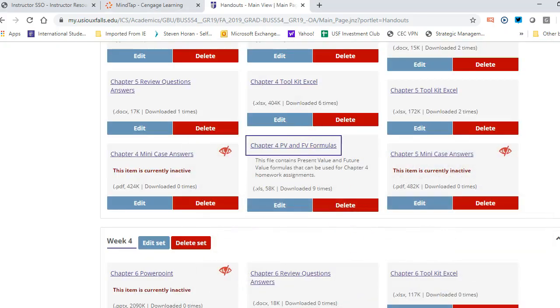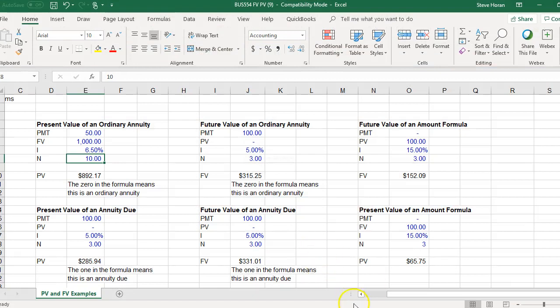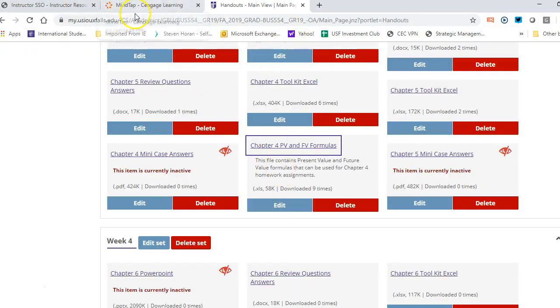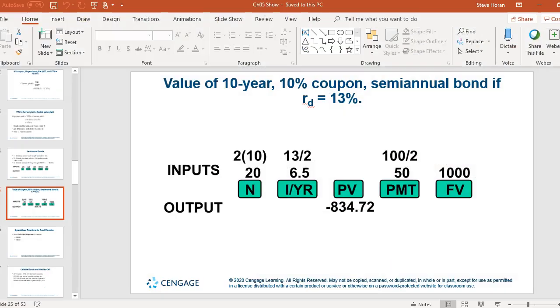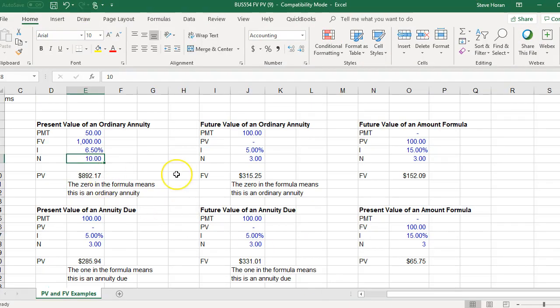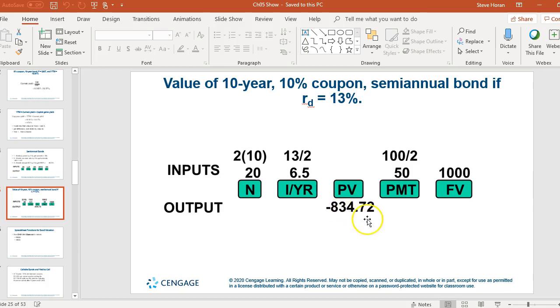Then this is a 10-year bond, and I multiply that by 2. So 2 times 10 for 20. And I just take 10 times 2. And I get my answer of 834.72, which is my answer right here.